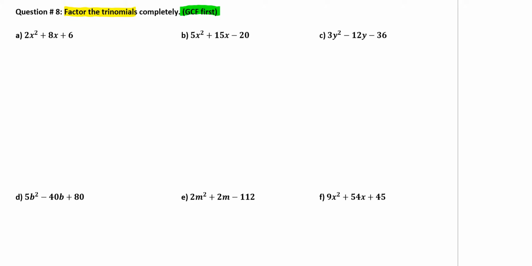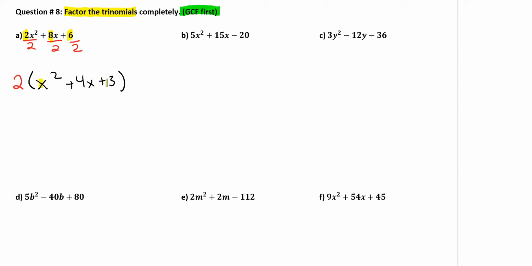So for the very first question, there's a 2, there's an 8, and there's 6. And from those three numbers, I noticed that I can factor out a 2 from all three of those numbers. So 2 is my greatest common factor. And then I can remove that from the trinomial by simply dividing every single term by the greatest common factor, which is 2. And that will give me x squared plus 4x plus 3.